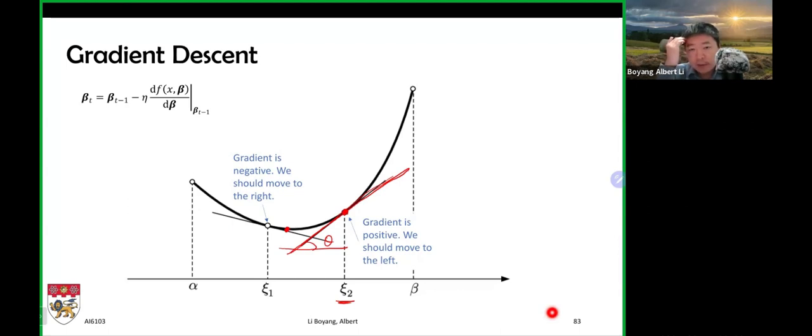That means in order to get to this minimum point, which I'm going to call beta star, I need to move to my left. And in order to move to my left, I need to subtract the gradient. Alternatively, if I'm at the epsilon 1 position, the gradient here will be negative, but my optimum point is to my right. So I need to move to the right, and therefore I need to subtract the gradient.